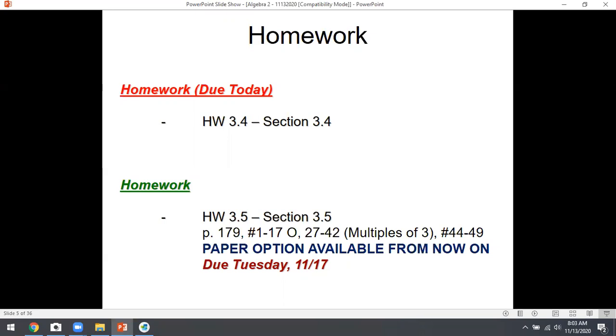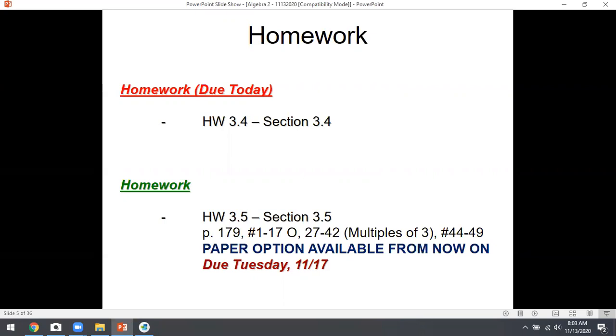The next block, 27 through 42, I want you to do multiples of 3. So anything that 3 goes into: 27, 30, 33, 36, etc. And then on the end, it says 44 through 49. There's nothing after that, so you should do all of those. So every block of problems I give you, if I don't say anything, just do them all. But if I put an O or a multiple of 3, make sure you do those right there.